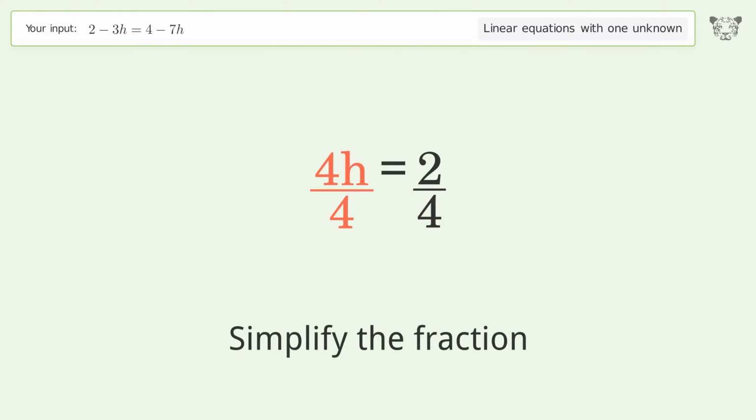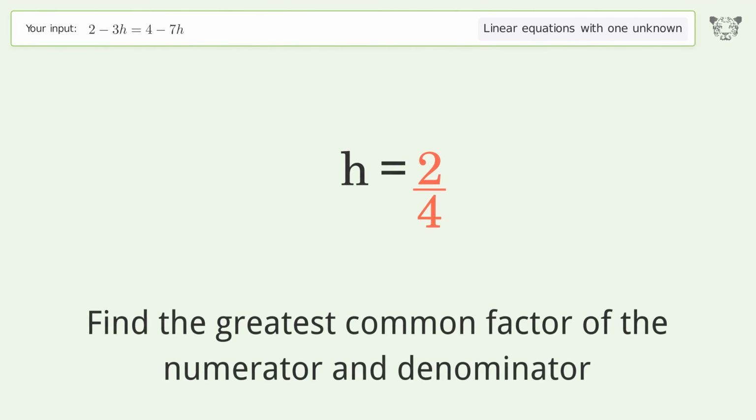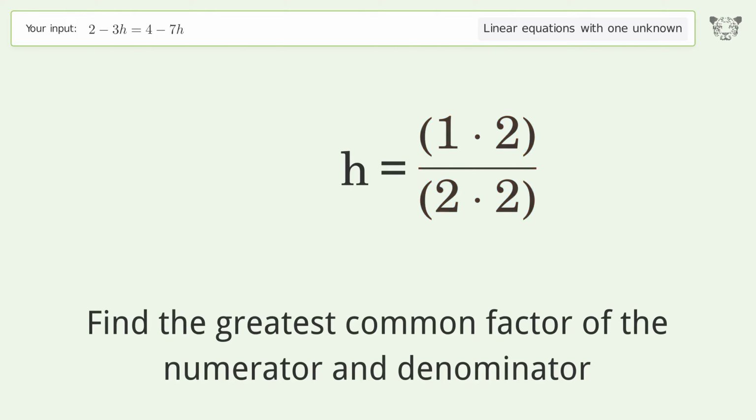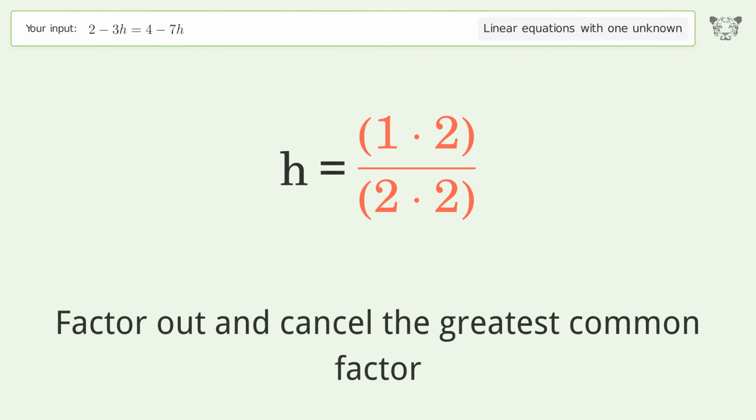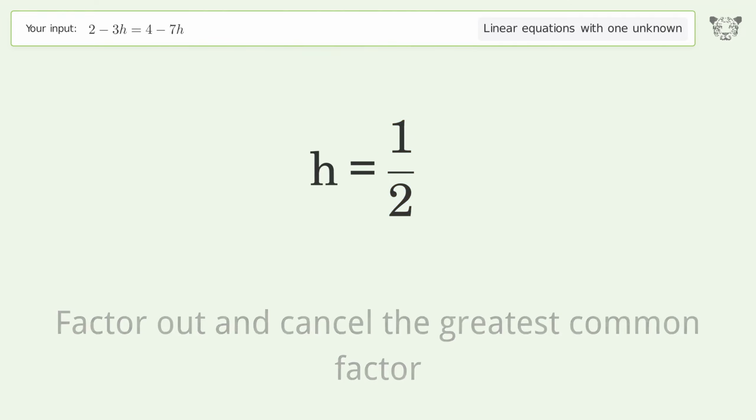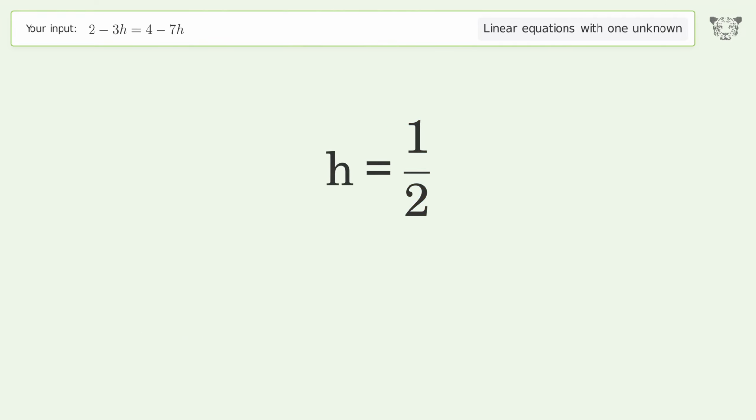Simplify the fraction. Find the greatest common factor of the numerator and denominator. Factor out and cancel the greatest common factor. And so the final result is h equals 1 over 2.